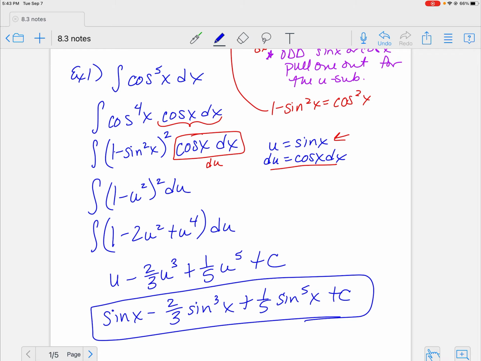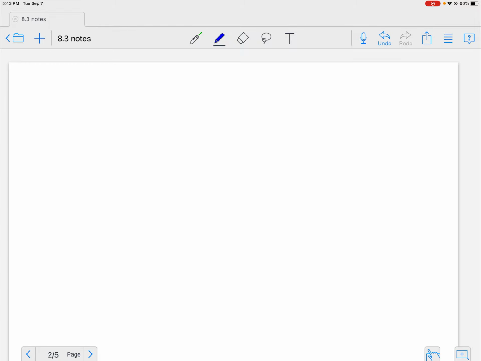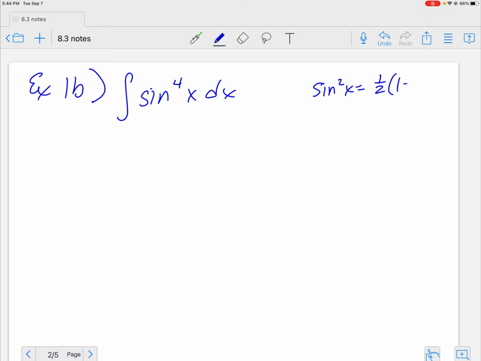All right? Okay. What if I just have an even exponent? Example 1b. I am integrating sine to the 4th x dx. That is when we use power reducing. If I don't have an odd exponent to pull out, then we use our power reducing. Remember, sine squared, I can reduce that to be a 1/2 times 1 minus cosine 2x.